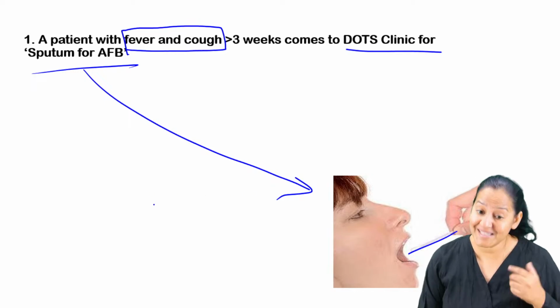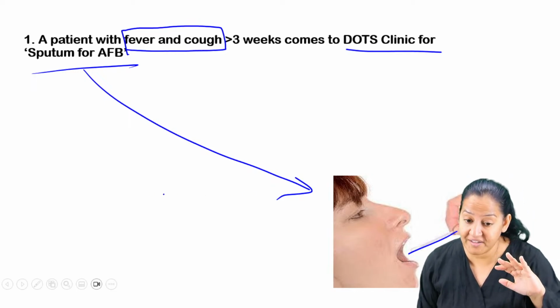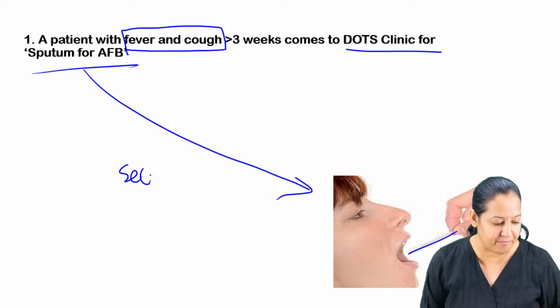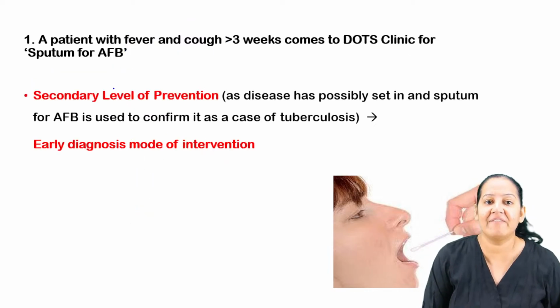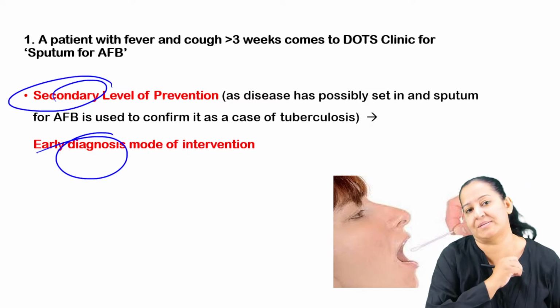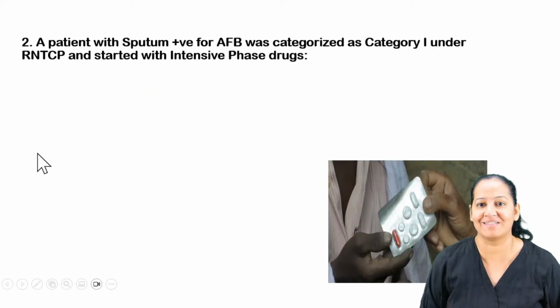Yes. So the disease is already there. We are preventing and halting the disease in early stage. So it is a secondary level of prevention. Absolutely right. And we are doing the diagnosis, not the treatment. So it's secondary level of prevention and we are doing the diagnosis. So that is the answer. Coming to the next question.